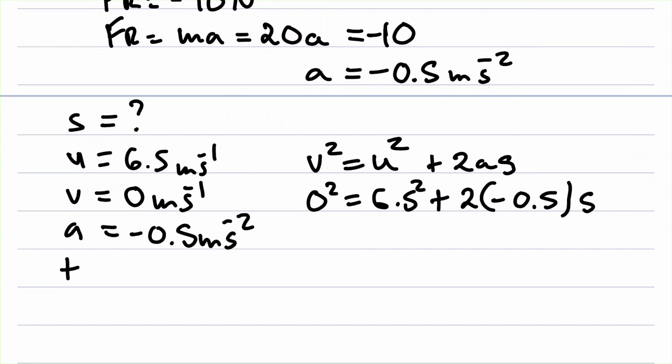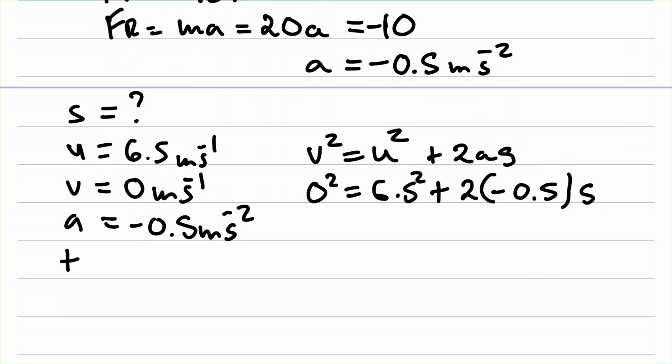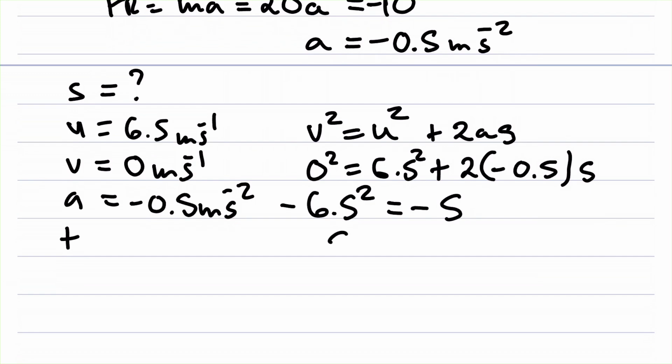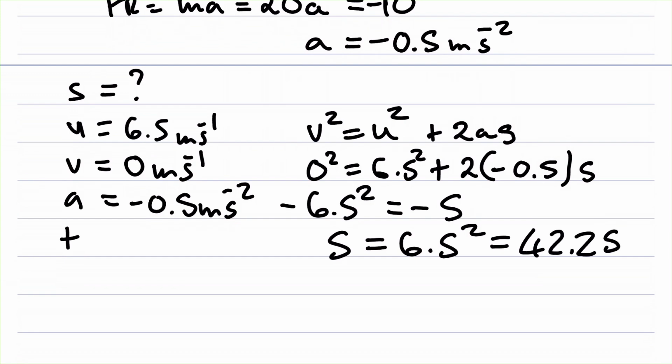If you solve for this, meaning you move 6.5 squared to the other side, that's going to equal negative s basically. S is going to equal 6.5 squared, which then equals 42.25 meters.